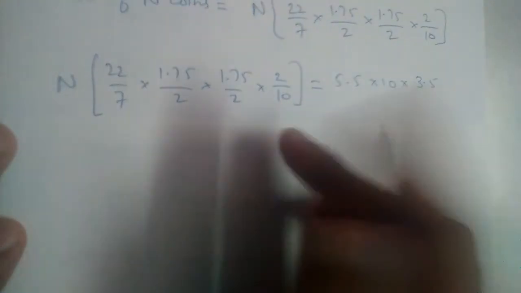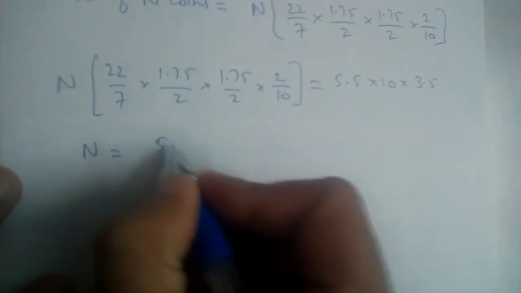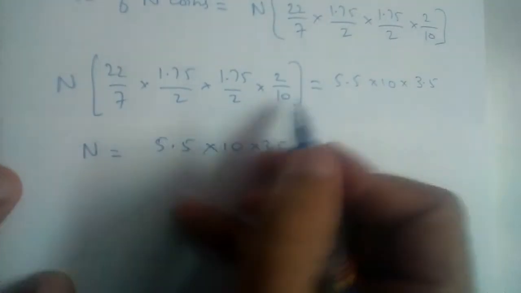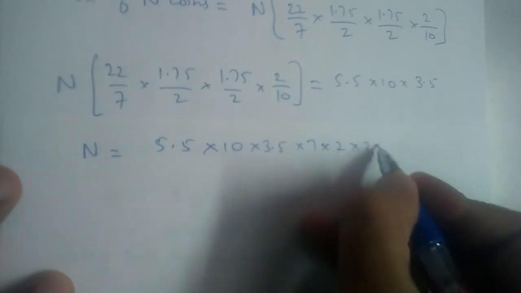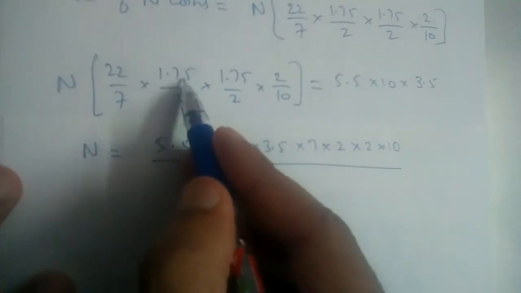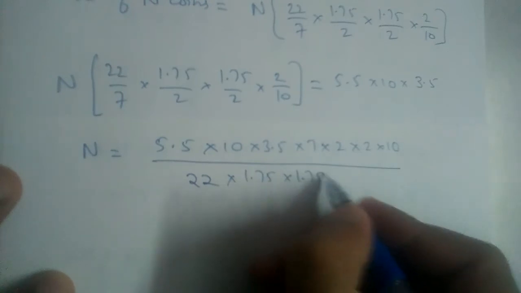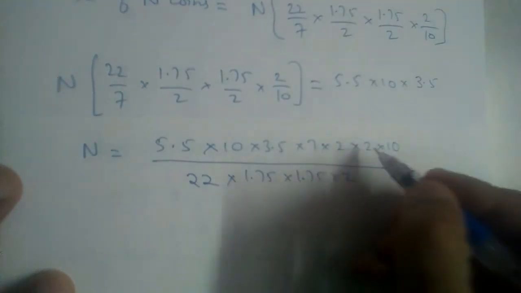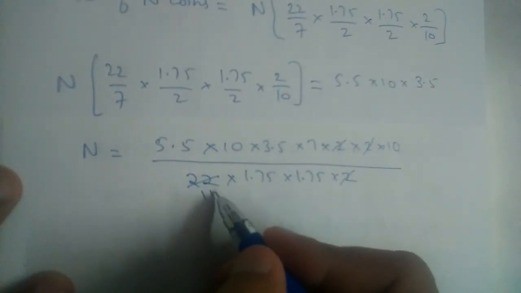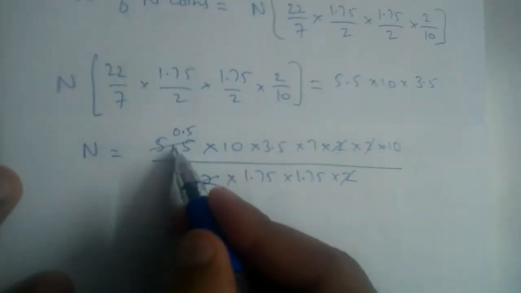So let us find the value of n. So we need to send this term on the other side, right? So let us carefully send it. 5.5 into 10 into 3.5, and this 7, 2, 2 and 10 will go to the numerator. 7, 2, 2 into 10 divided by these numbers 22, 1.75, 1.75 and 2 will come to the denominator. Okay, so 2 and 2 will get cancelled here. This 2 and this 22 will get cancelled. So we'll have 11 5 is 55. So this will give us 0.5 because we have 5.5, right?